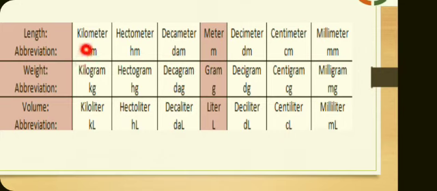Now, converting a bigger unit to a smaller unit is the operation of multiplication. Converting a smaller unit to a bigger unit is division. Example: kilometer changed into meter, 1 kilometer is 1000 meters. Example: converting millimeter to meter, 1 millimeter is equal to 1 by 1000 meter. So now we can understand that largest unit to smallest unit conversion is multiplication, and smaller unit to bigger unit is division.